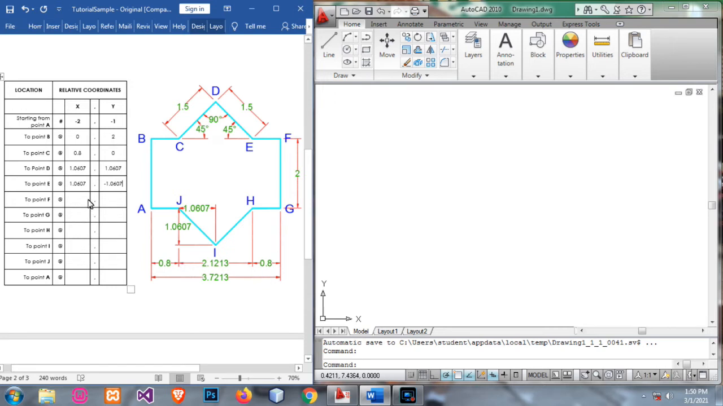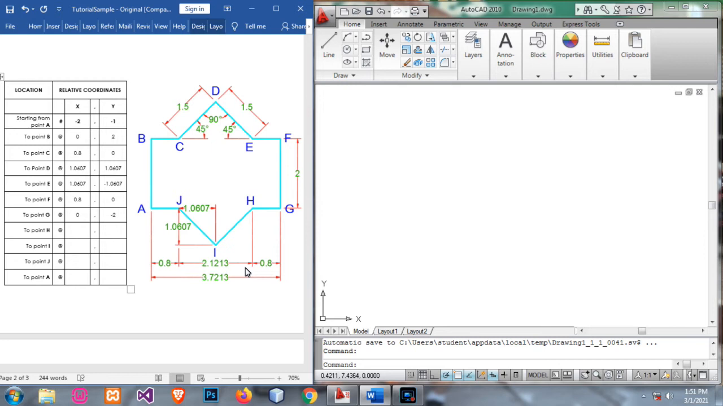From E to F, we move to the right at 0.8, and it is positive because we move to the right. So we will just input here in your X 0.8. And as you can see, there is no upward or downward movement, so we will just input here 0. Alright, next, from F to G, we move downward with a distance of 2. So that is negative because the direction is downward. So the value of your Y is negative 2. In your X, because there is no movement, we will just input here 0.